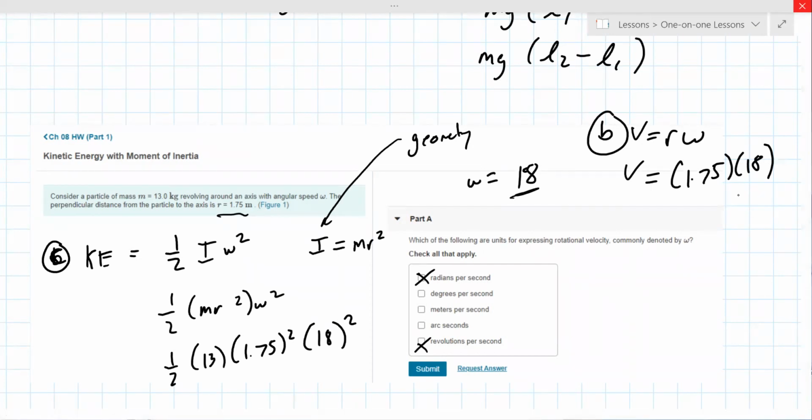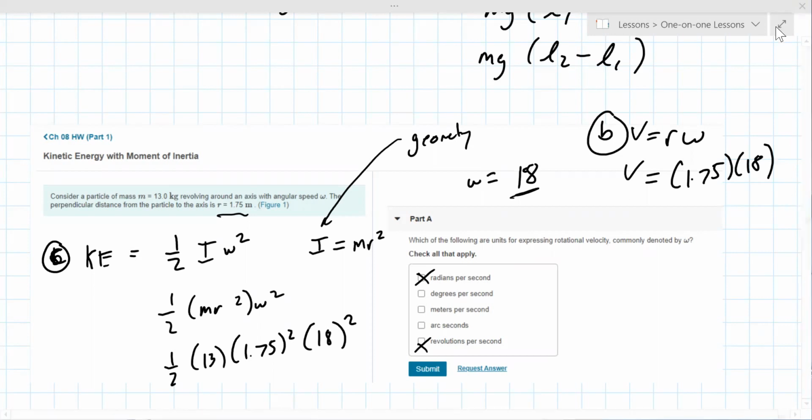All right, time for part C. I get like 6449.625. Okay, that's reasonable. I don't know how many significant figures, but it says correct.